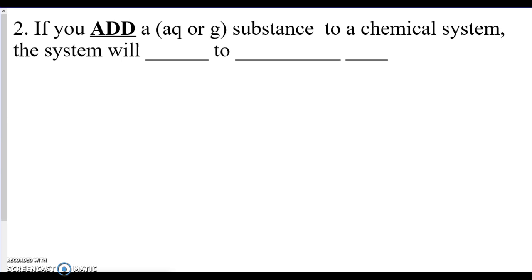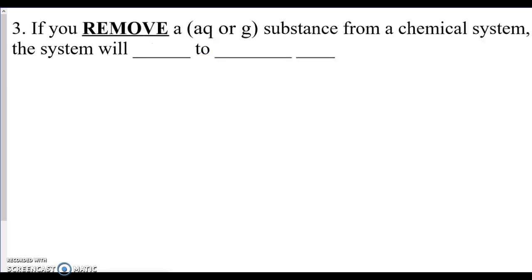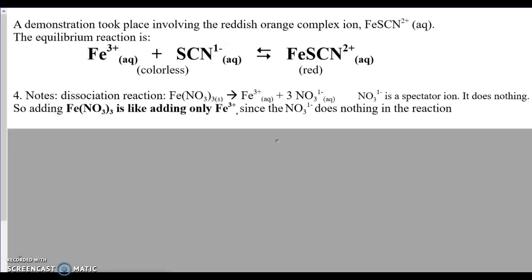If you add an aqueous or gaseous substance to a chemical system, the system will shift to remove it. If you remove an aqueous or gaseous substance from a chemical system, the system will shift to replace it. Again, make sure you're pausing the video to write these items down. There is no way you should be doing it at the same speed that I am going through it.